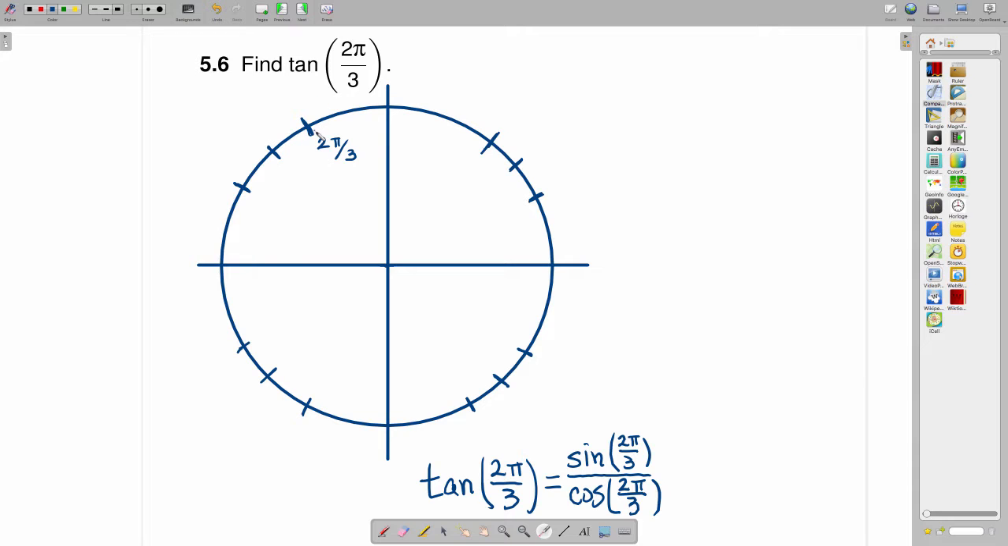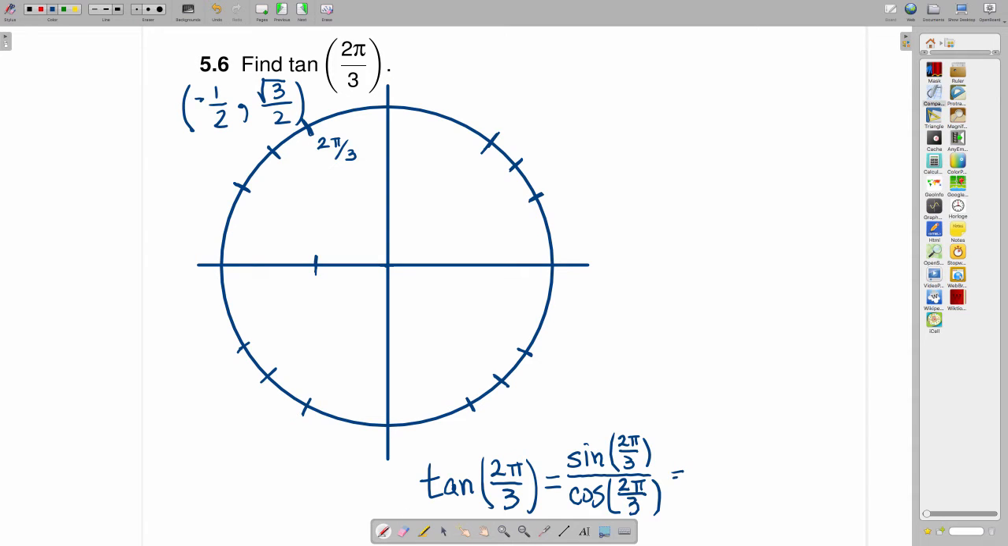So what are the coordinates of that point? Turns out that if you go -1/2 in this direction and the square root of 3 over 2 in that direction, it'll get you to that point. So it has coordinates -1/2, square root of 3 divided by 2. The first coordinate is the cosine. The second coordinate is the sine.